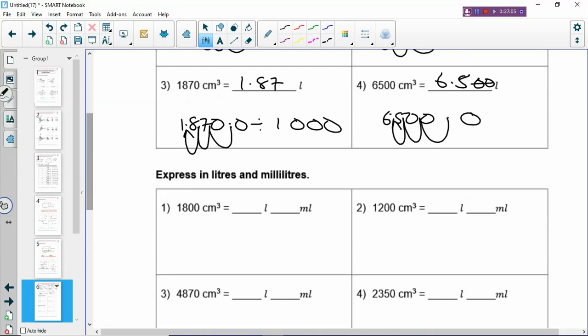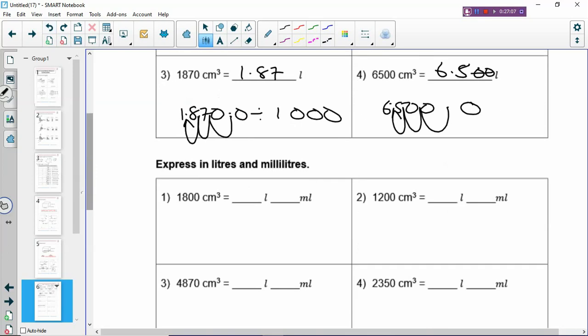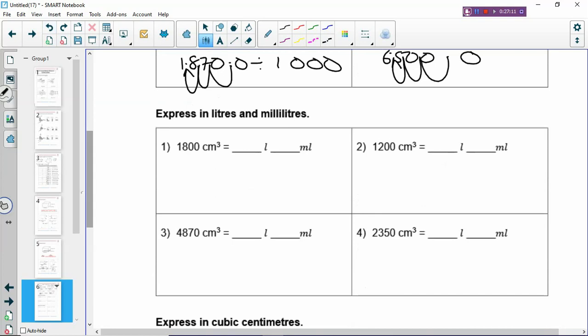Alright, now how about changing centimeter cube to liters and milliliters? Okay, now not very hard as well. You can change the cm cube into ml. Alright, how many ml is that? That will be 1800 ml. And if 1 liter is 1000 ml, remember 1 liter is 1000 ml, so you break up, right? 1 liter is 1000, and then when you take out 1000 ml, you will have 800 ml left. So 1 liter and 800 ml.